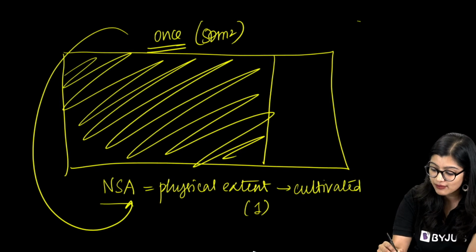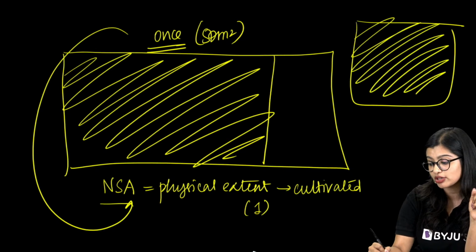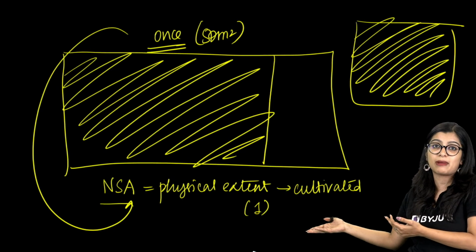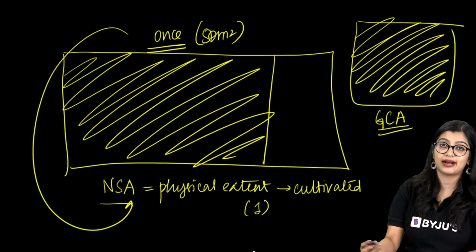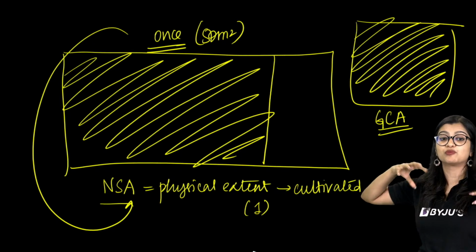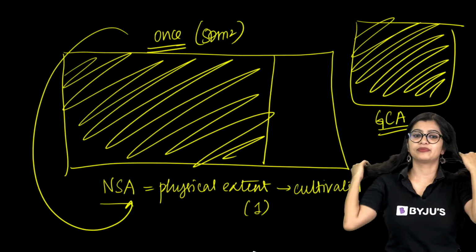But the thing is, I will not use one piece of land only once. I will use it maybe 3-4 times. Now when I use it multiple times, I cannot bring it under my net sown area, but rather I will bring it under my gross cropped area, which is the area of land that I use to grow crops more than once, right? So that is what we mean by this.